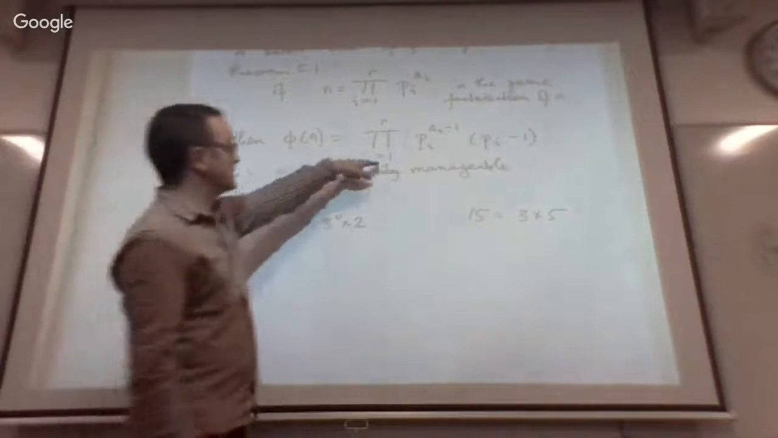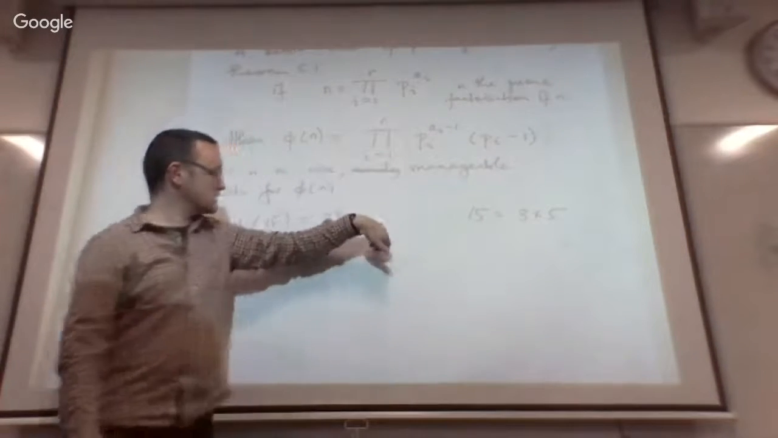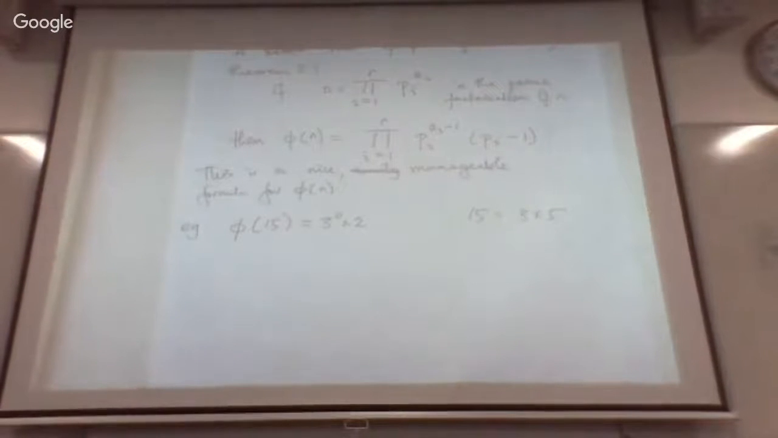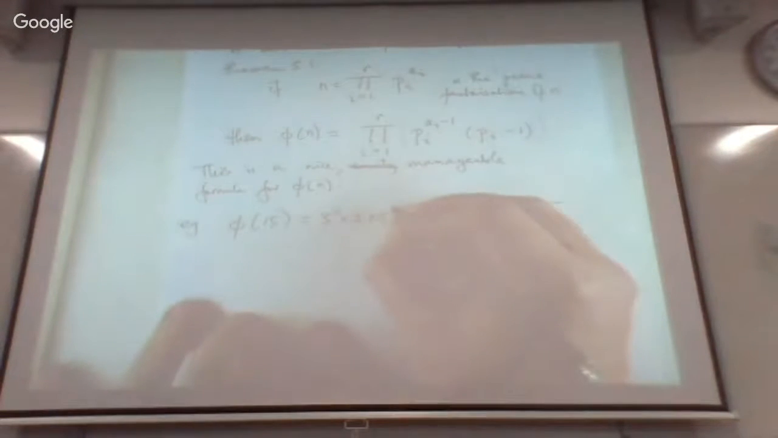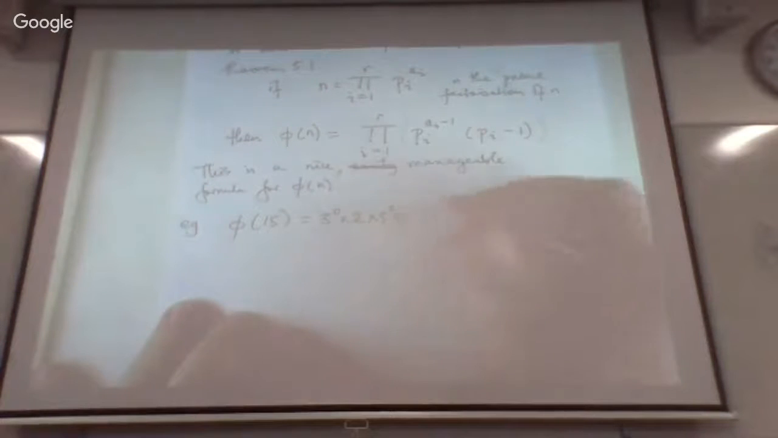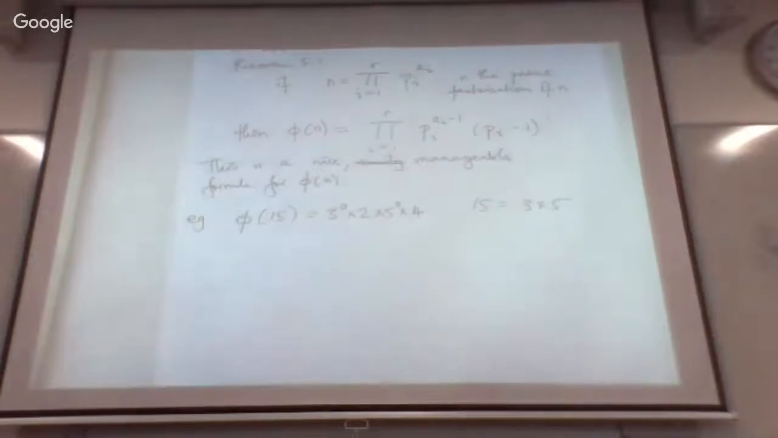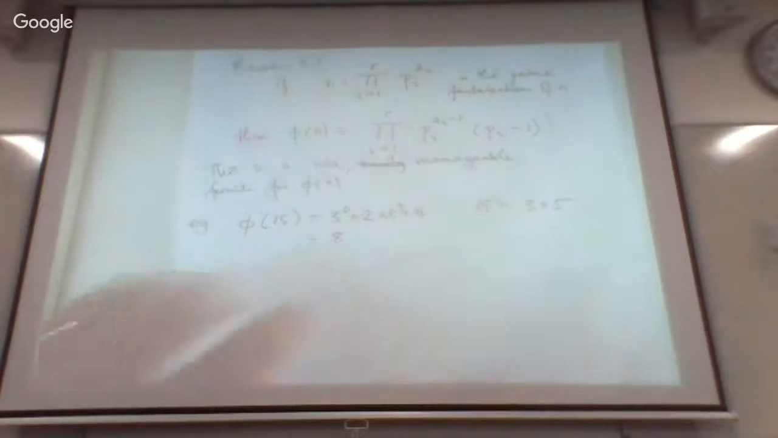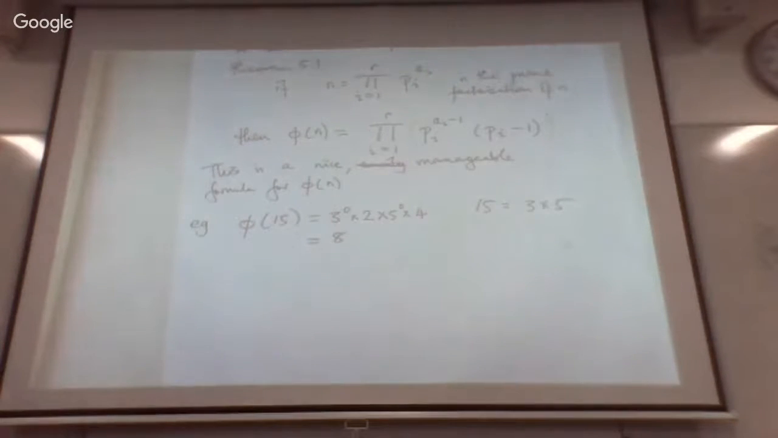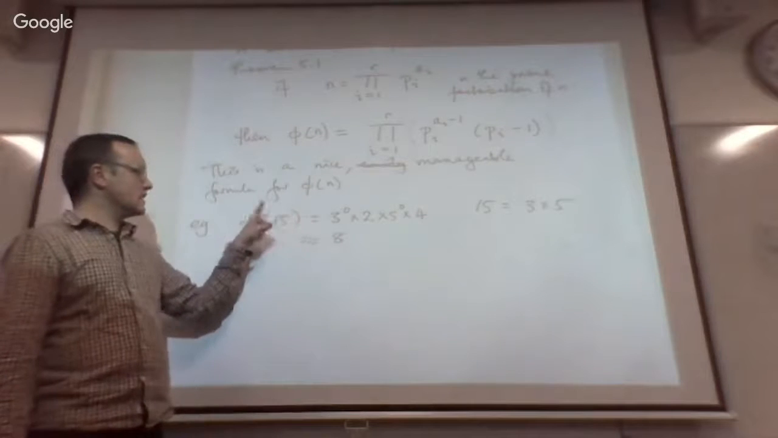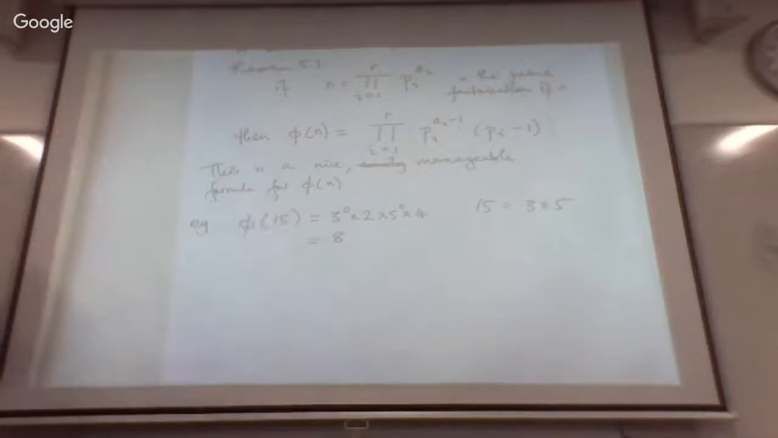And then I continue on to the second one, taking the product. So I multiply it by 5, raised to the power 1 less than it was before, multiplied by 5 minus 1, which is 4. So it's 8. So there are 8 things that are coprime to 15, 8 congruence classes modulo 15 that are coprime.